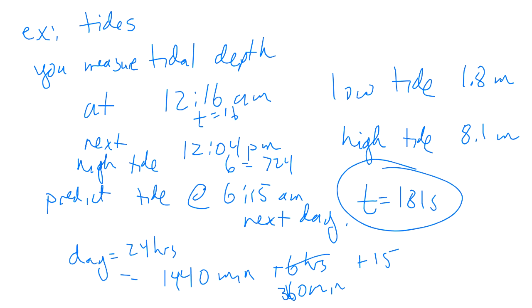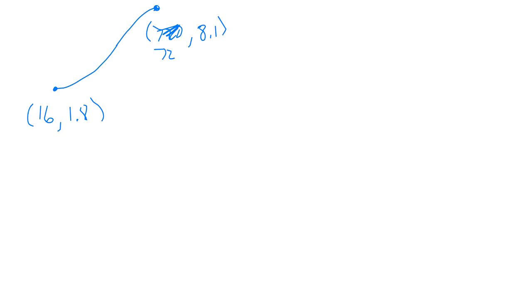So I'm going to erase all of this and start marking up a function. All right, so we are looking for something that goes from a minimum to a maximum, and the minimum occurred at 16, 1.8. The maximum occurred at 720, 8.1, 724, 8.1. Now what we want to do is match this to a sinusoidal function.